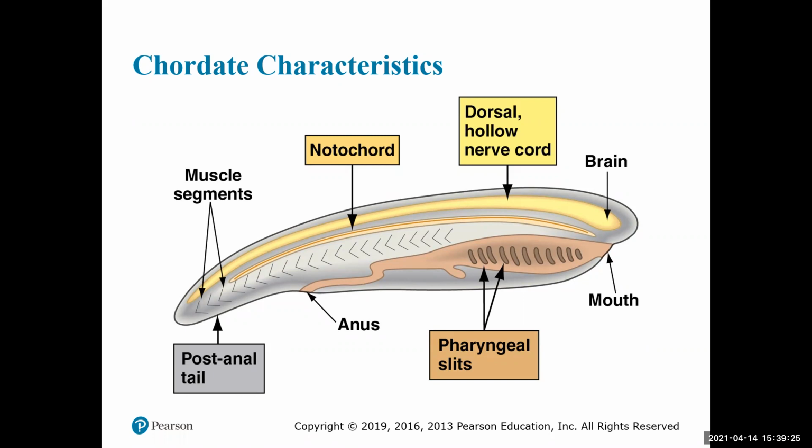This is a lancelet, an image of a lancelet. You have the dorsal hollow nerve cord, which represents the nervous system. You have the post-anal tail, pharyngeal gill slits, and you have the notochord itself. Okay, and the notochord is what will develop into the vertebral column.